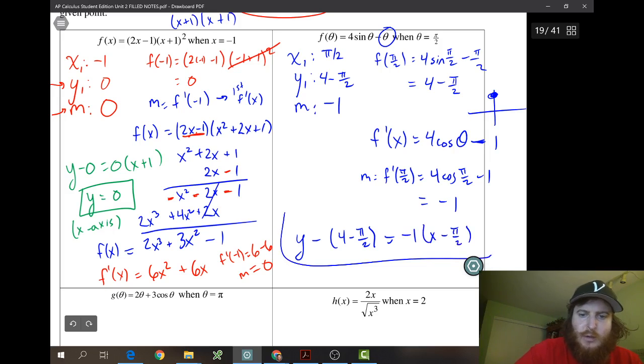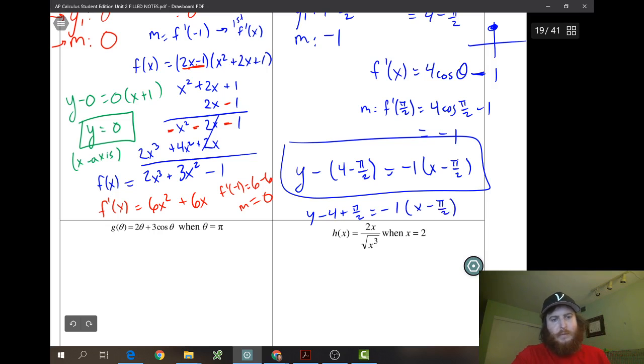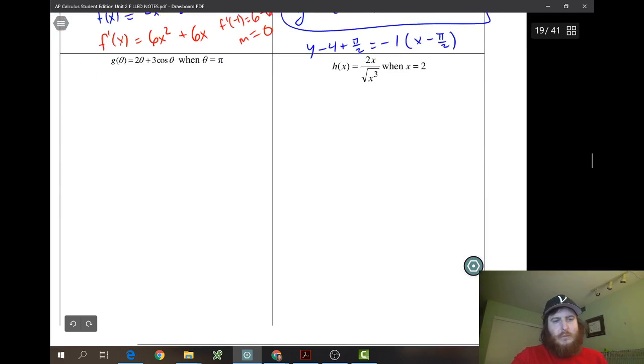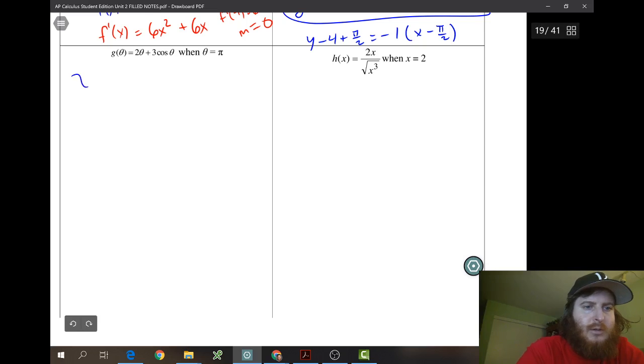If we want to distribute, we can make that y minus 4 plus pi over 2 equals negative 1 times x minus pi over 2. We can write it like that as well, distributing that negative. So same thing, we're just going to do it twice more. I'll try to do these a little faster.